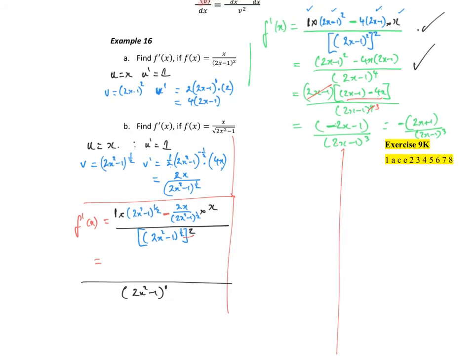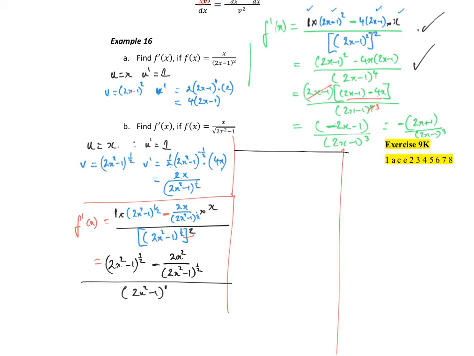Let's simplify a fraction first. So we've got 2x squared minus 1 to the half, subtract, x goes into that, 2x squared over 2x squared minus 1 to the half. Now, that numerator, let's just treat the numerator up here separately.